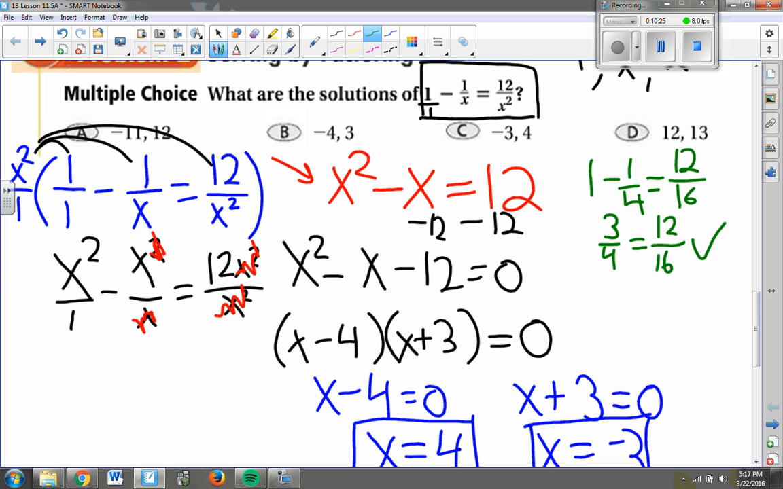For the negative 3, I will have 1 minus negative 1/3, because 1 over negative 3 is negative 1/3. That's like adding a positive 1/3, which gives me 4/3. And the other side, my 12 over x squared there, is going to end up being 12 over 9. Is 4/3 equal to 12 over 9? 3 squared is 9. Yes, it is. Okay, so I checked them both. They both work. Wonderful. Great. So I have two answers here, x equals 4 and x equals negative 3.